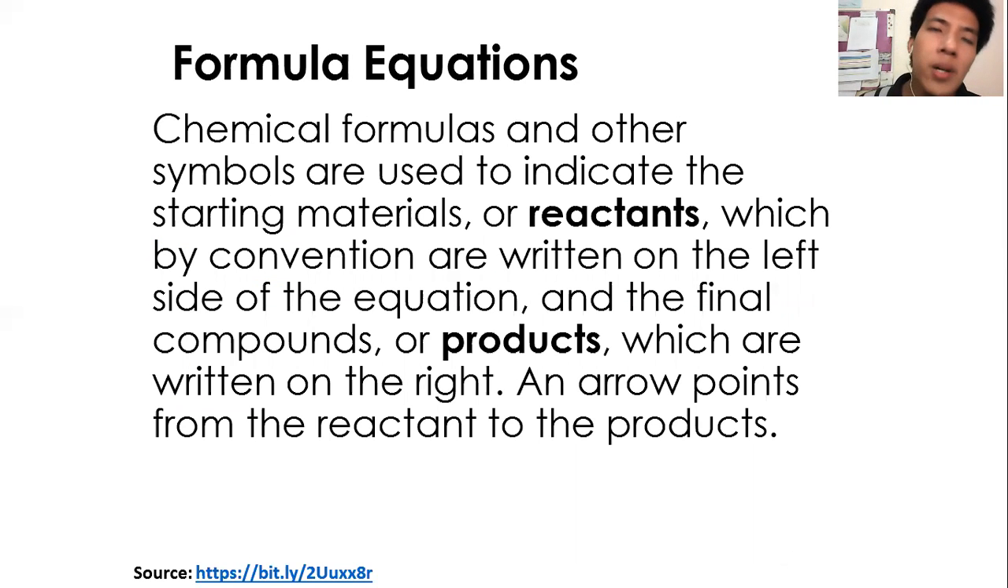Now, how are you going to make formula equations? It's the same rule. For word equations, you write in word form. But in formula equations, you just need to use the symbols of chemical formulas to indicate the starting material, which is the reactant, and the final compounds are the products, which are written on the right side of the equation. You just need to write the chemical formula instead of the word.